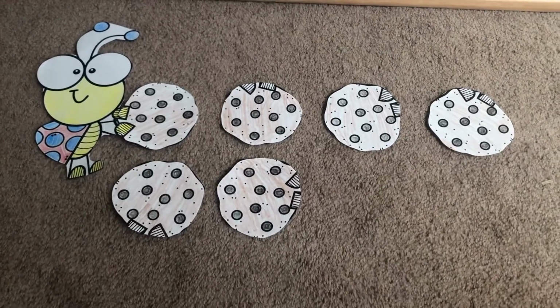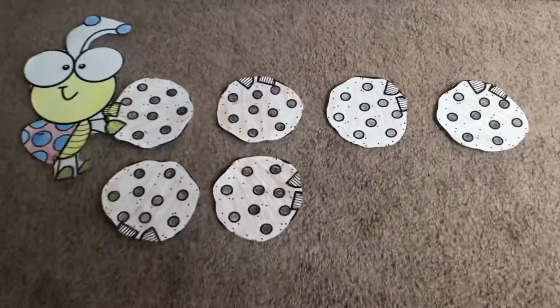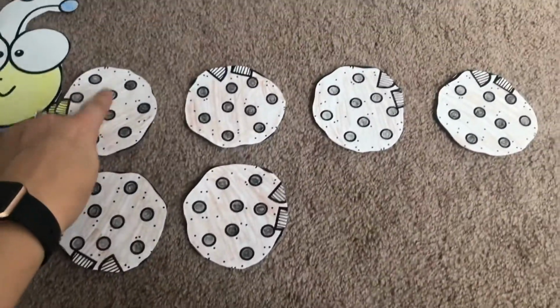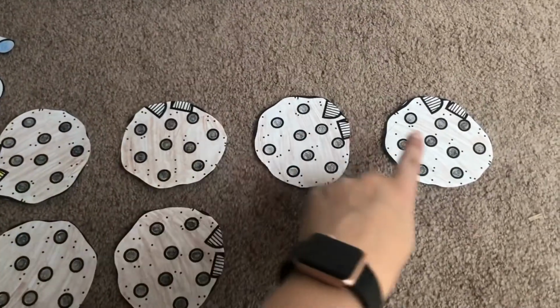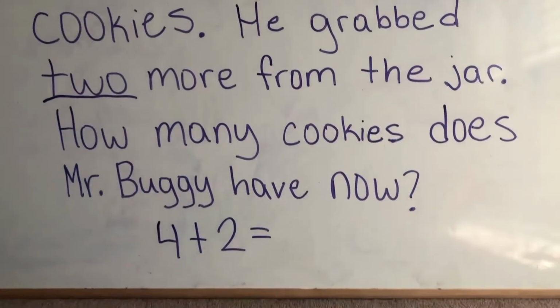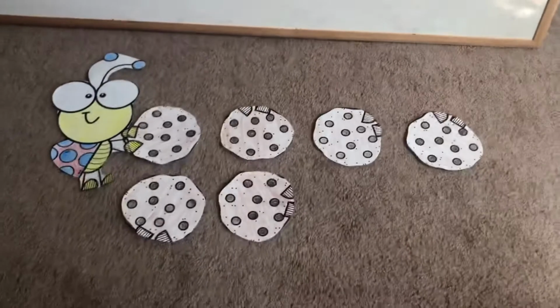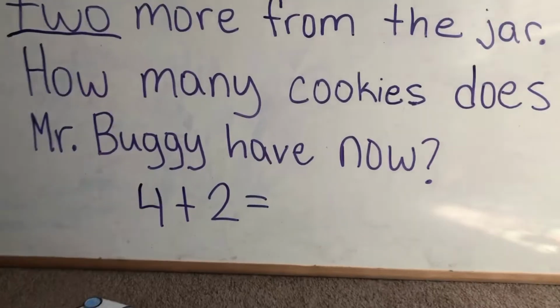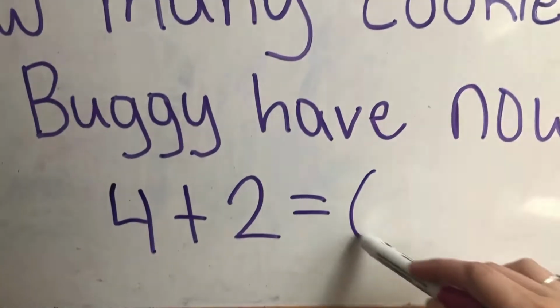So let's count all those cookies that Mr. Buggy has. Ready? 1, 2, 3, 4, 5, 6. So how many cookies does Mr. Buggy have now? He has 6. So we are going to write 6.